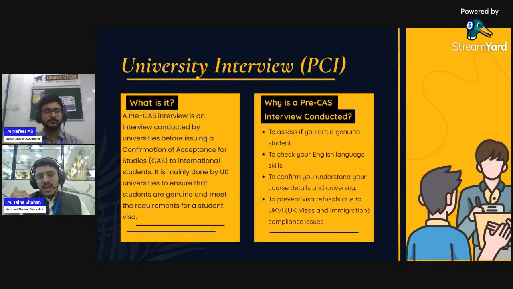Another reason why the pre-CAS interview is conducted is to prevent visa refusal due to UKVI compliance issues. This interview is conducted before the embassy interview, so that there is no ambiguity and no issues occur in your visa grant. If you have passed this interview, then you will get a visa with ease. So this is what the pre-CAS interview is and why it is conducted. I have told you. Now over to you, Mr. Nafis.